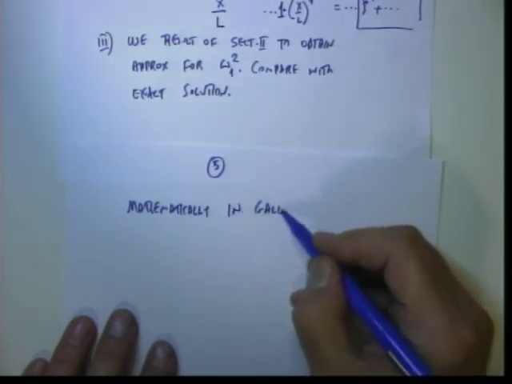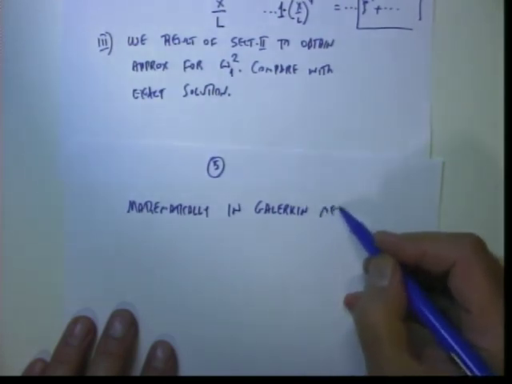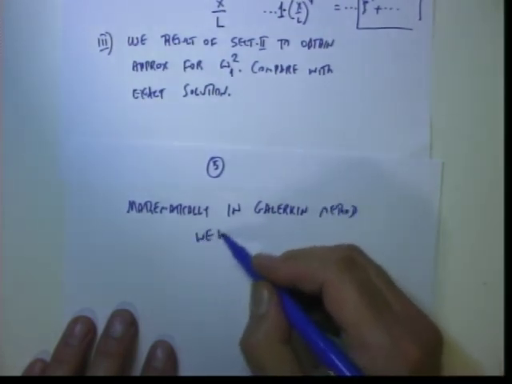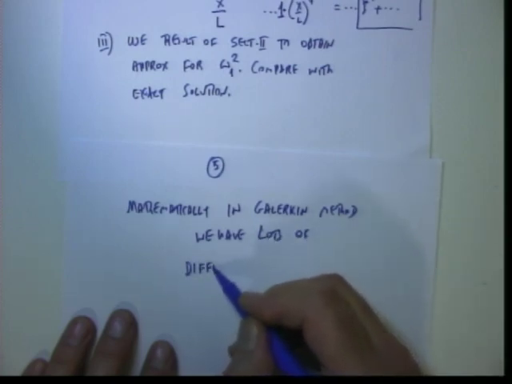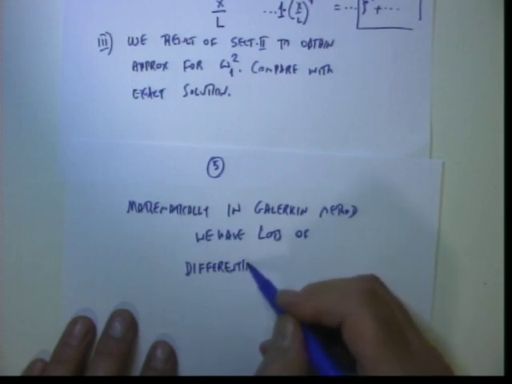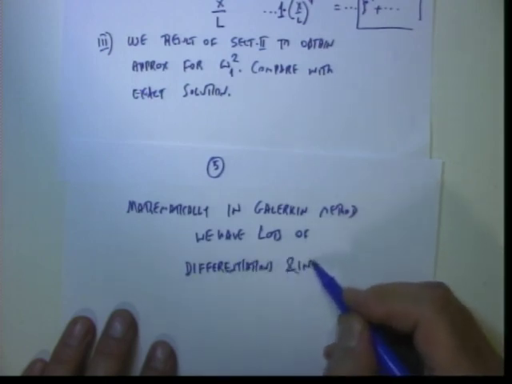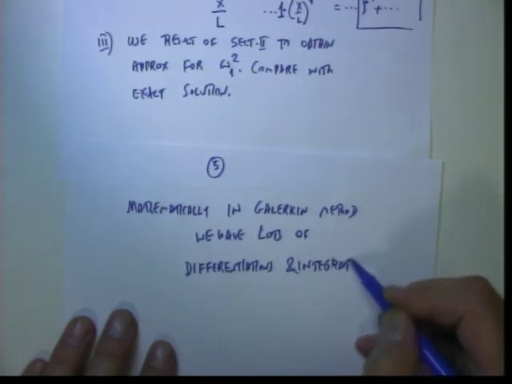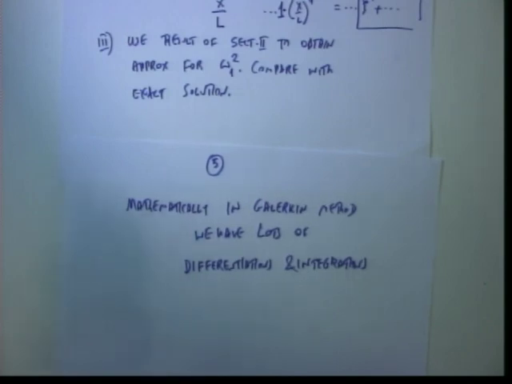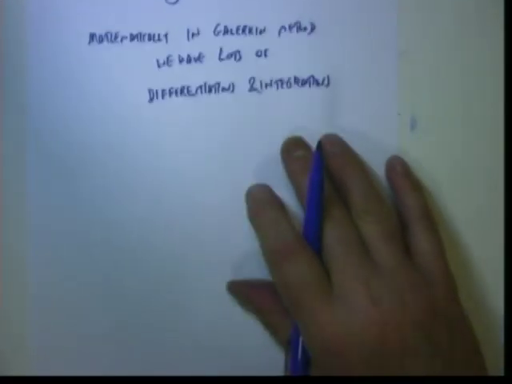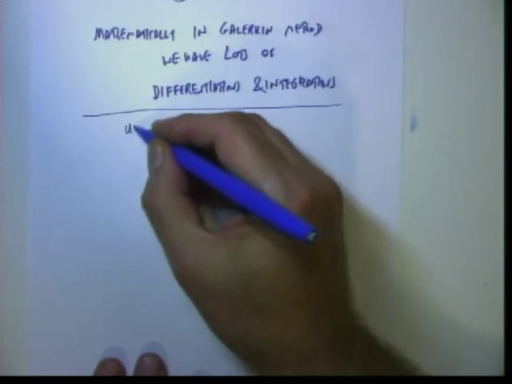In Galerkin method, we have lots of differentiations and integrations. Is it right? That is what we have. You did it at home, and you saw that you had to differentiate these functions and multiply by each other and then do the integration. So usually this is done by hand.